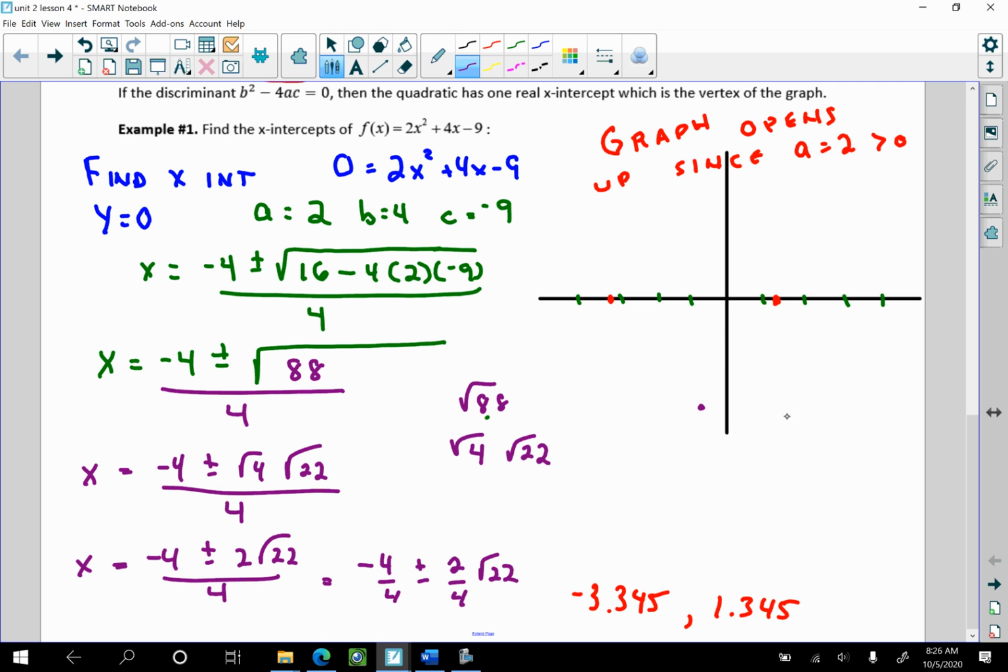Well, let's find the x-coordinate of the vertex. And the x-coordinate of the vertex is going to be negative b over 2a. And what is going to be negative b?